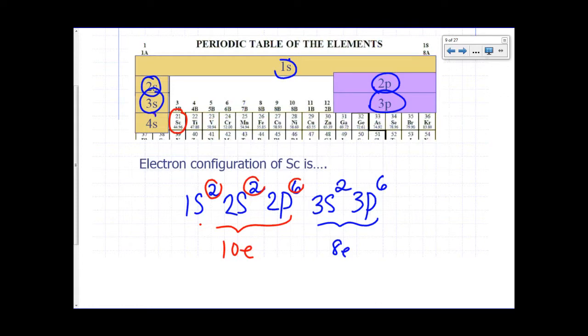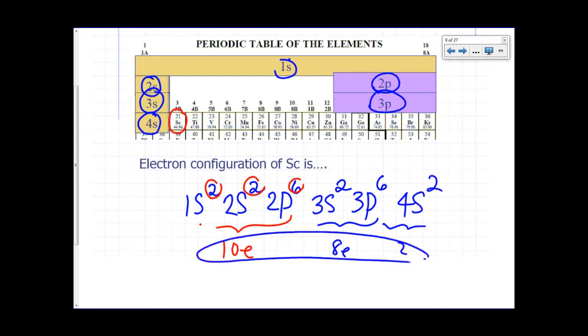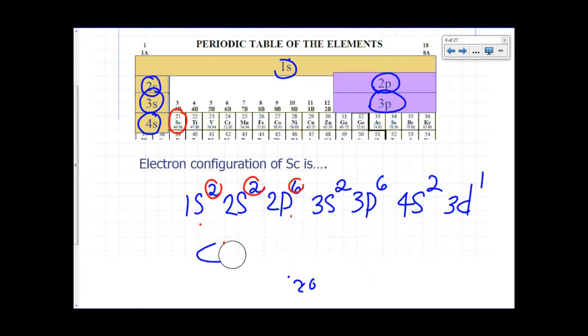After 3p, you put the next 2 electrons in the 4s. That gives you 2 more electrons. So that's 10 plus 8 plus 2, that's 20 electrons. Then the next electron will go in the 3d subshell, so 3d1. So your electron configuration is this: 1s2, 2s2, 2p6, 3s2, 3p6, 4s2, 3d1. That accounts for the 21 electrons of scandium.